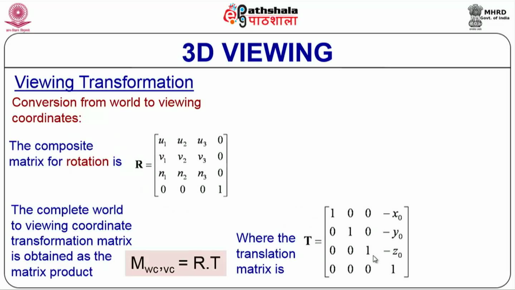Now, the composite matrix R is given by U1, U2, U3, 0, V1, V2, V3, 0 and N1, N2, N3, 0. U, V, N are the unit vectors along the 3 mutually perpendicular directions, and U1, U2, U3 are the components of the unit vectors.